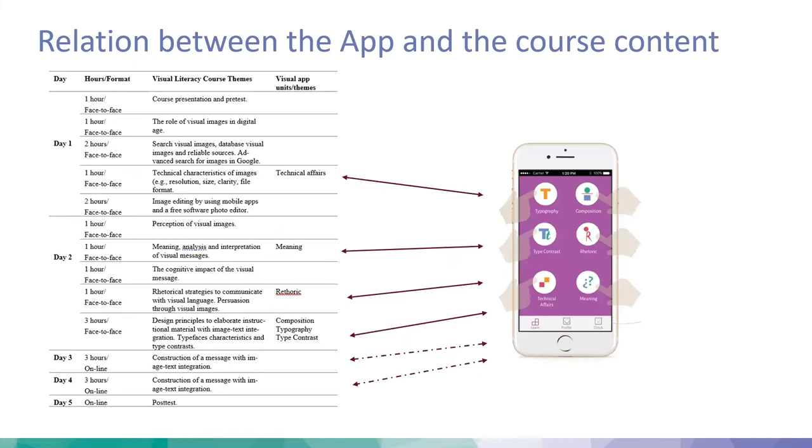The relation between the app and the course content. Here in this table, you can see a detailed description of the days, the content of the visual literacy course, and also the units and themes of the visual app. You can see here how the units of the app are related to the visual literacy course themes, the most difficult for participants. The participants were able to perform the activities the days the classes were online.